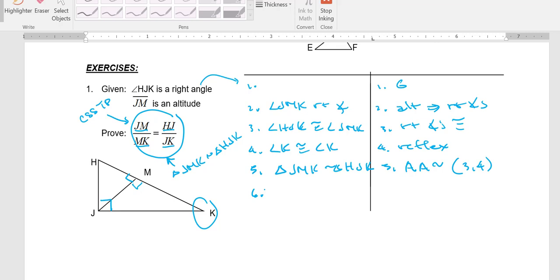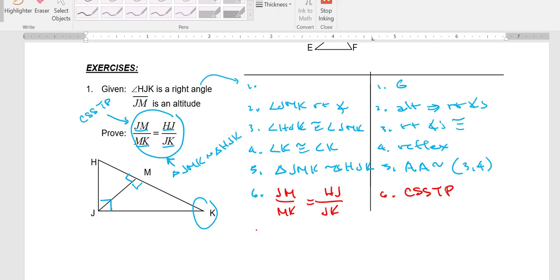And now, as a follow-up, sort of as a CPCTC step, I can do JM is to MK as HJ is to JK. Okay, and so that's step 6 there. CSSTP.